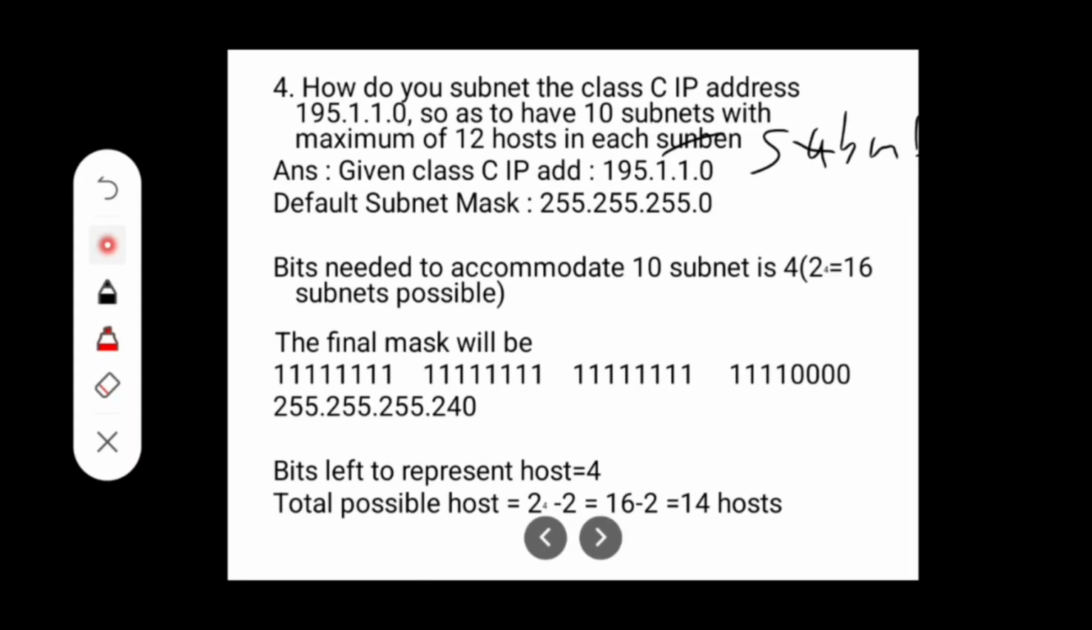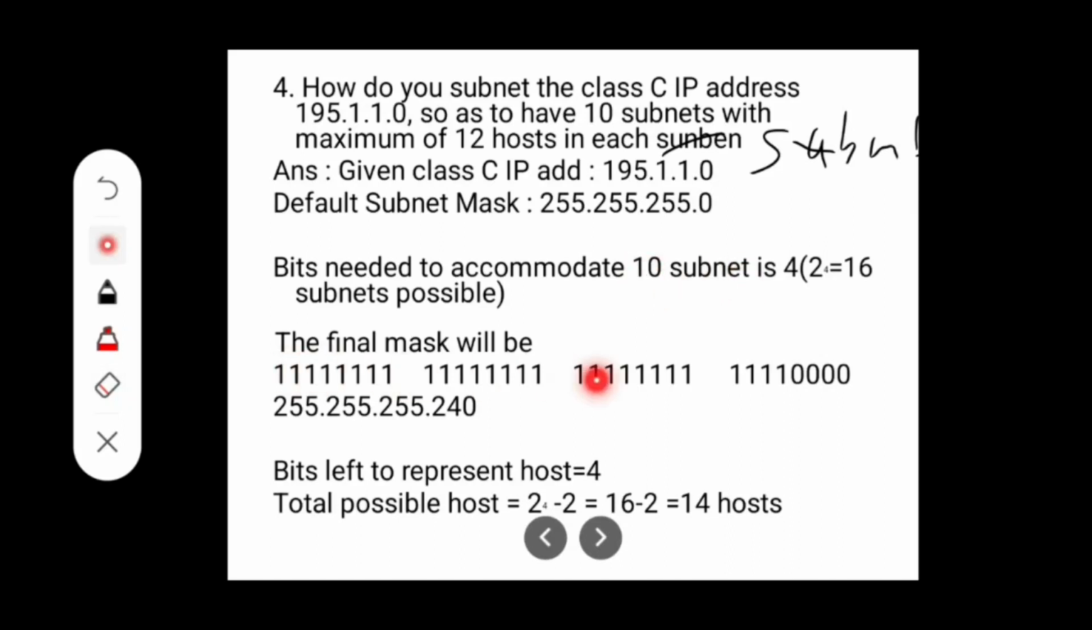255.255.255.0. Now they have given the number of subnets. How many subnets are there? 10 subnets. To represent 10 subnets, how many bits will be required? 2 raised to 4, right? Because 2 raised to 3 is 8, which is not sufficient. 2 raised to 4 is 16, so 16 is sufficient. So 4 bits are required for representing these 10 subnets.